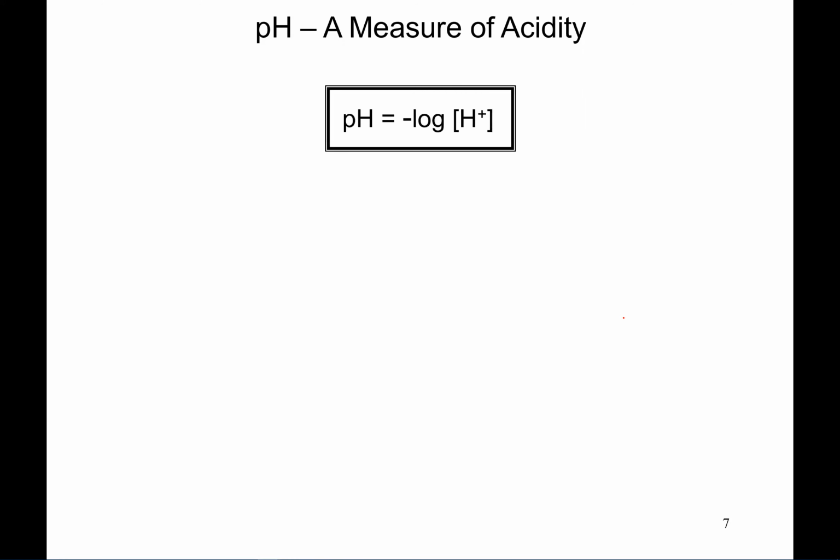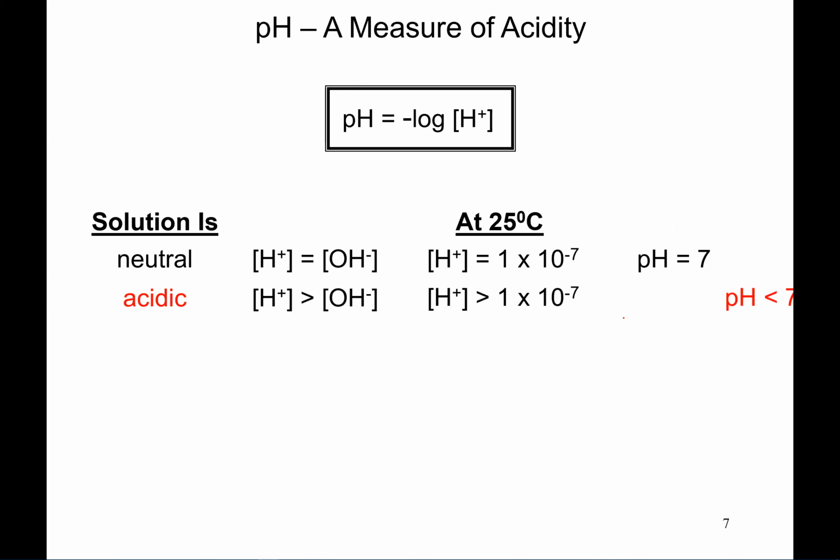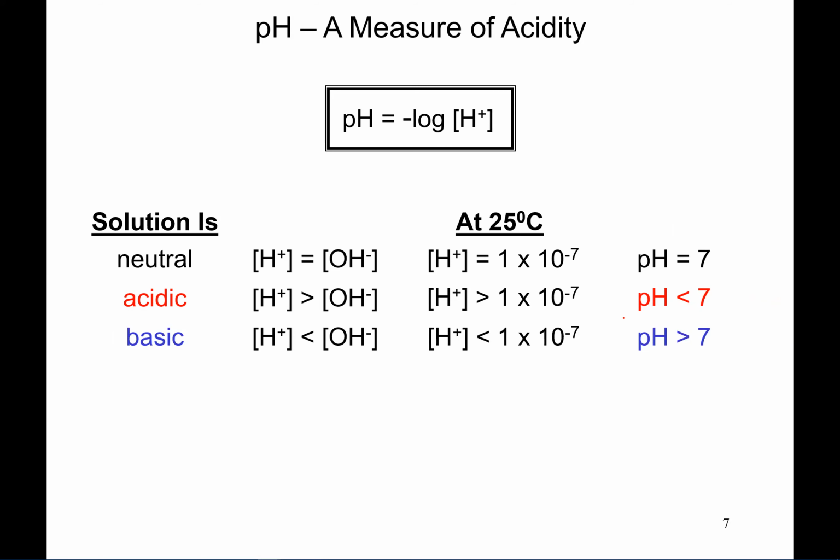And now we define what the pH is. The pH is equal to the negative log of the hydrogen ion concentration. If a solution is neutral, the pH is going to be 7. If it's acidic, it's less than 7. If it's basic, it's greater than 7. As the pH goes up, the hydrogen ion concentration goes down. Some pH values of various common fluids are listed there.